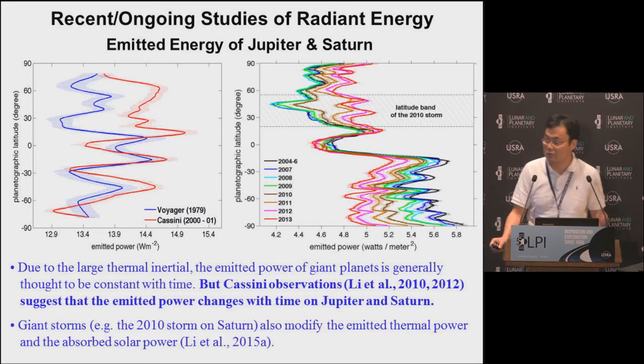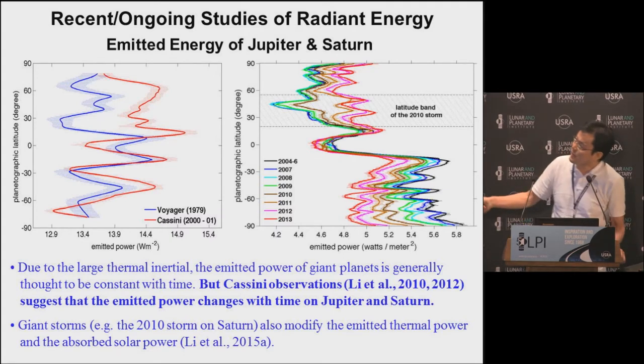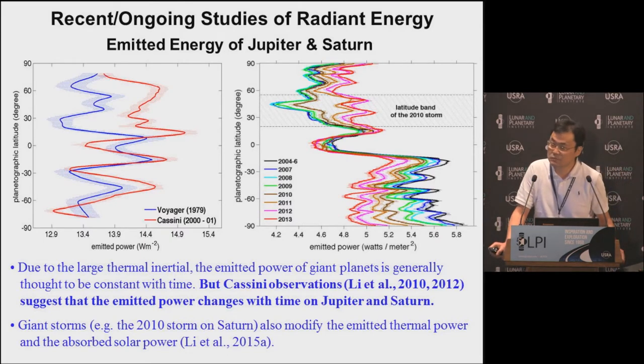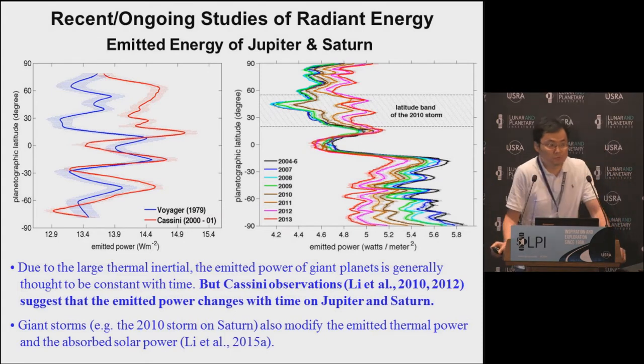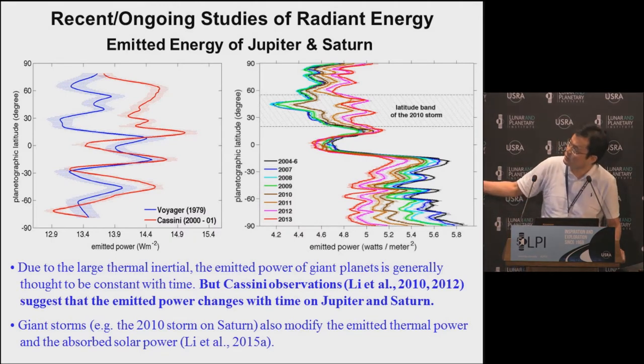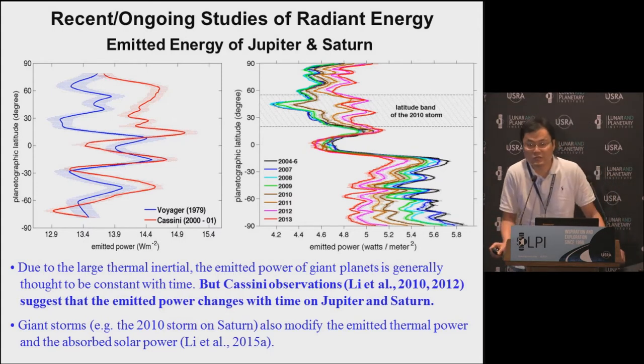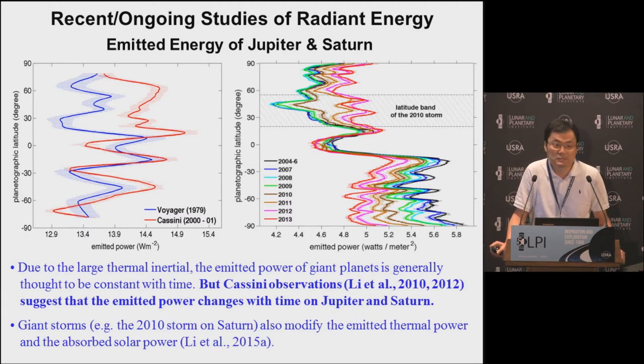The comparison right here shows a very strong temporal variation from Voyager time to Cassini time, that's for Jupiter. This panel shows the emitted power of Saturn from 2004 to 2013, roughly 10 years. Also, you can see very clear seasonal change in the two hemispheres from 2004 to 2013. Also, if you pay attention right here, mid-latitudes in the northern hemisphere, from 2010, this curve, to 2011, there is a strong increase of emitted power on Saturn. Why? That's because the 2010 giant storm happened in that year. So in other words, we think the giant storms are very important for the radiant energy budget on giant planets.